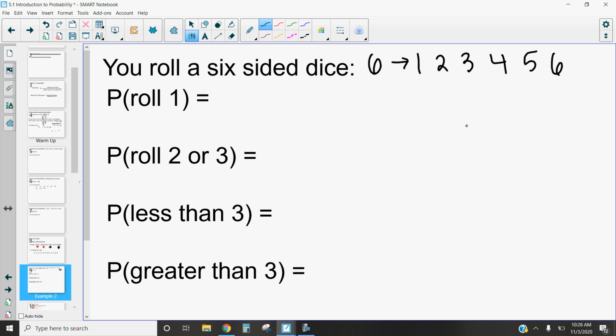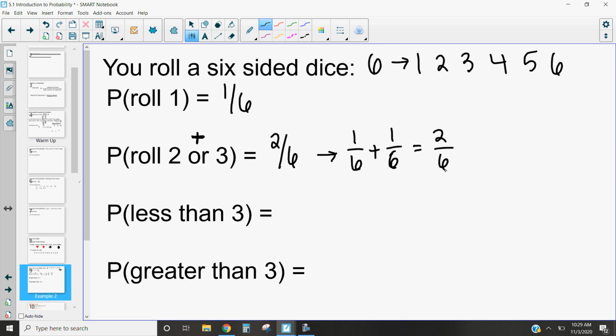So the probability that we roll a 1, that's what this notation here means, is going to be 1 out of 6. The probability we roll a 2 or a 3 is going to be 2 out of 6. Whenever we see the word or, I want you to clue in that we are going to add. The probability of getting a 2 is 1 out of 6, plus the probability of getting a 3 is 1 out of 6. Those are mutually exclusive, which means they cannot occur at the same time. Because they can't occur at the same time, we can add those together and say that we get 2 out of 6.